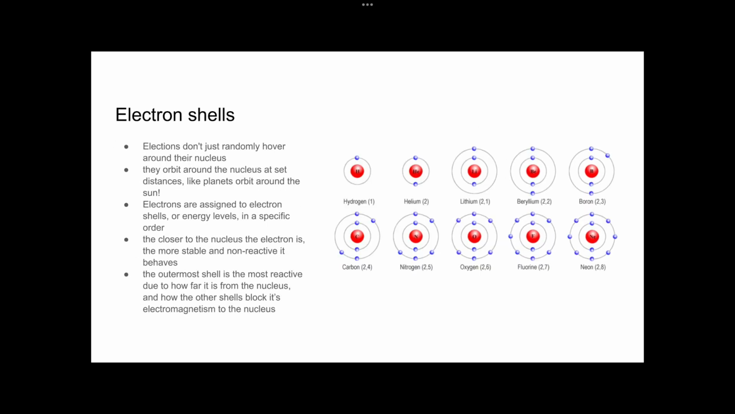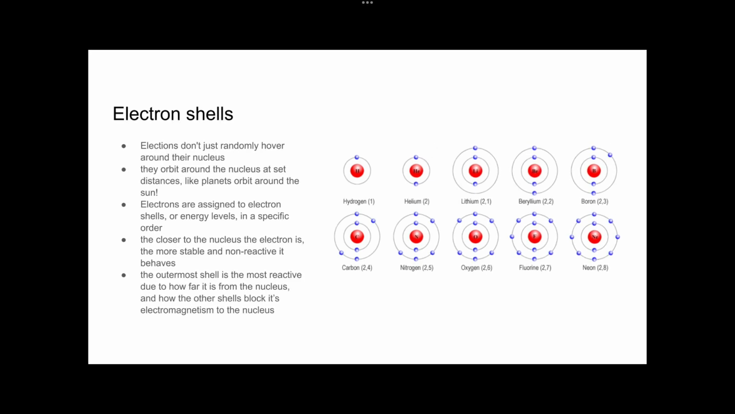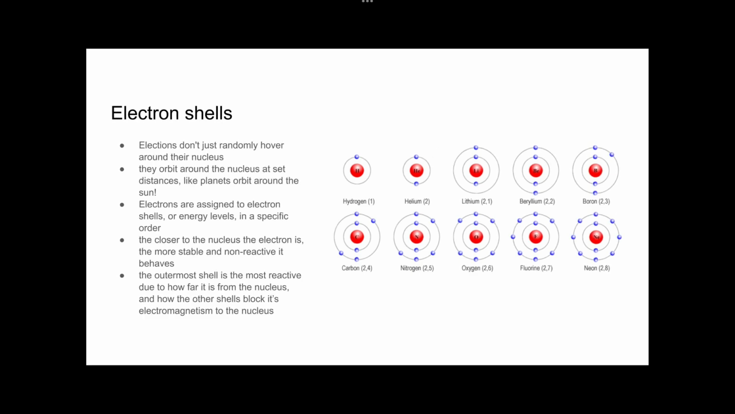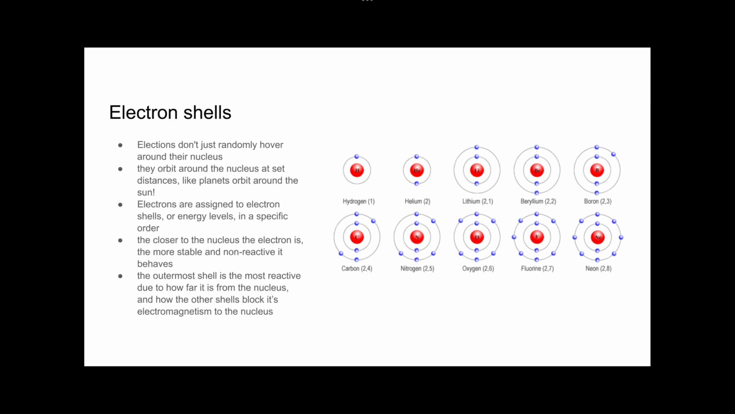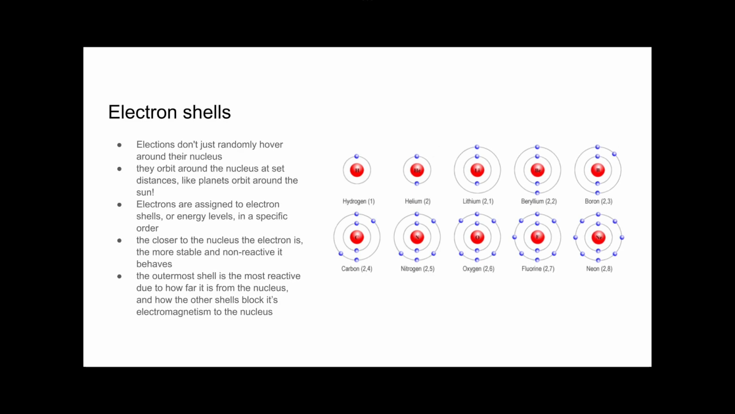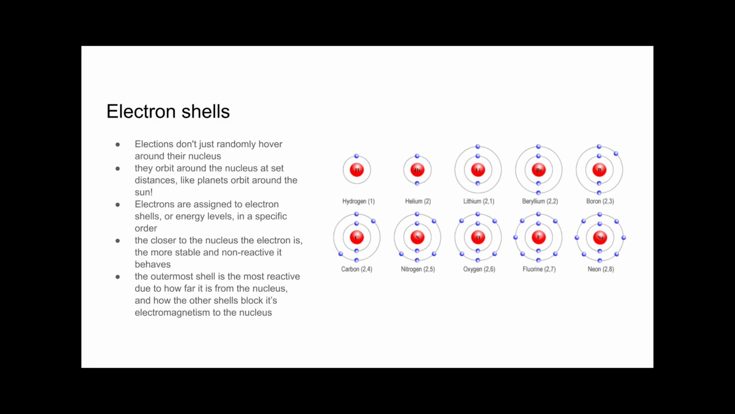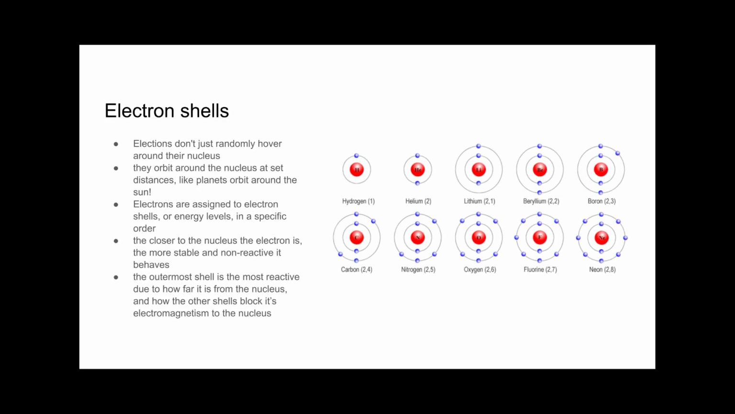Electrons don't just randomly hover around their nucleus though. They orbit around the nucleus at a set distance, like planets orbit around the sun. Electrons are assigned to electron shells, or energy levels, in a specific order. The closer to the nucleus the electron is, the more stable and non-reactive it behaves. The outermost shell is the most reactive, due to how far it is from the nucleus, and how other shells block its electromagnetism to the nucleus.